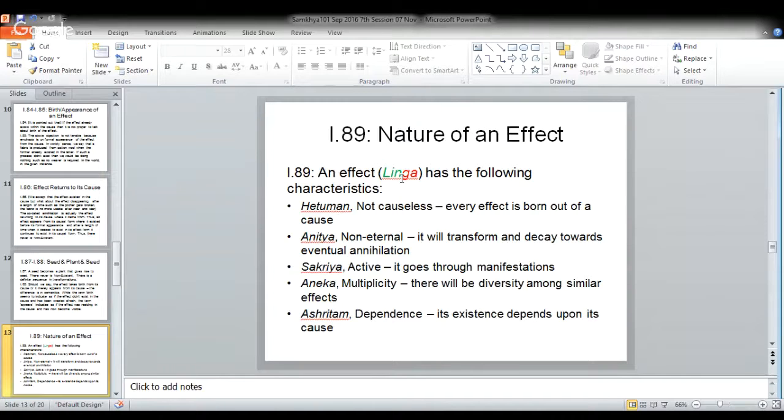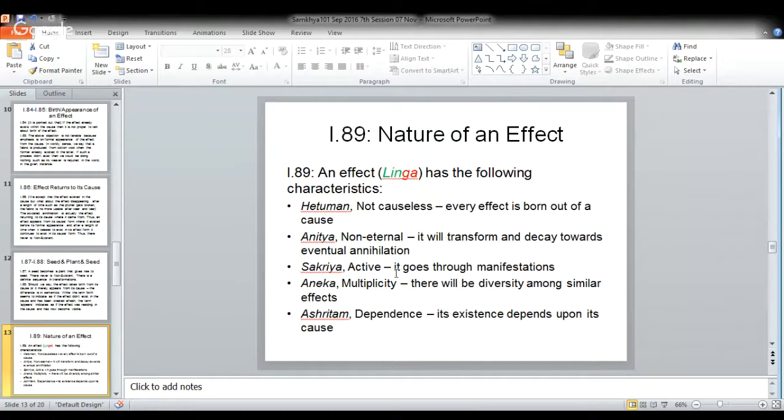What are its characteristics? Hetuman, it cannot be causeless. Every effect is born out of a cause. Anitya, this is non-eternal. Because it took birth at one time, it came into existence at one time. So we know it. If somebody takes birth, it will die also. If somebody appeared at one time, it will disappear also. So that makes it non-eternal.